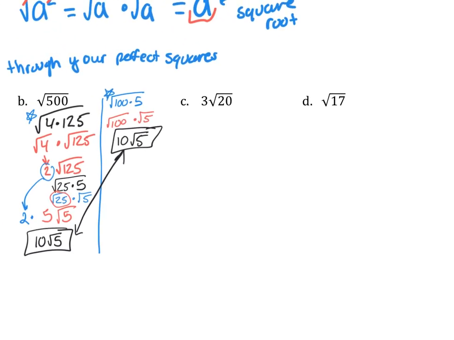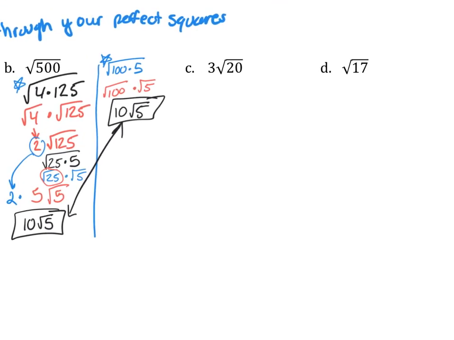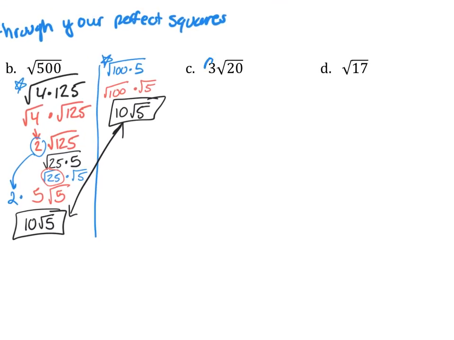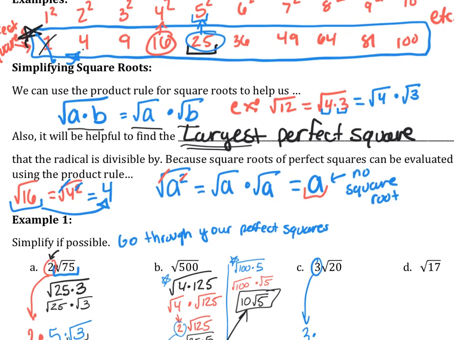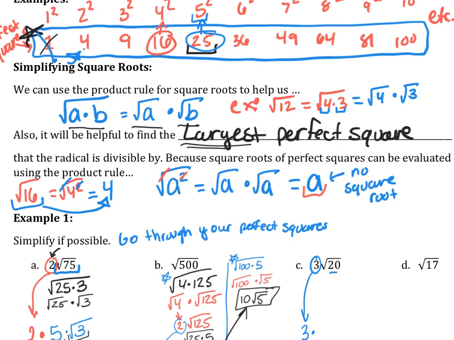All right, so I want you guys to try letter C and letter D. So letter C has this number out in front. Make sure you don't forget to multiply by that at the end. And then remember, you're always trying to find a perfect square. So 4, 9, 16, 25, one of those that can go into whatever's under the square root. So go ahead and do C and D.